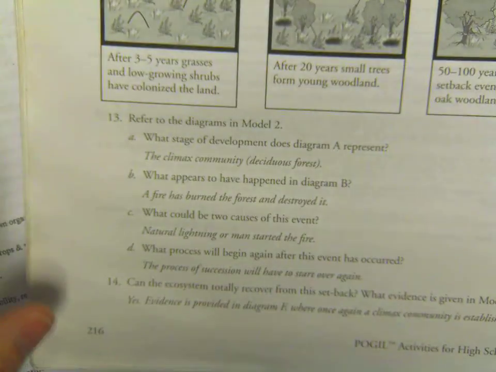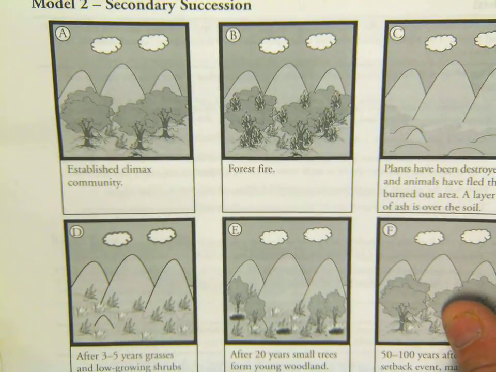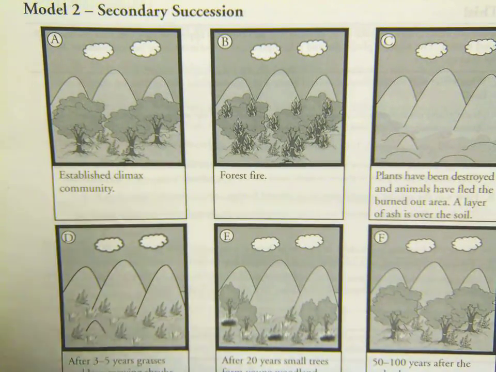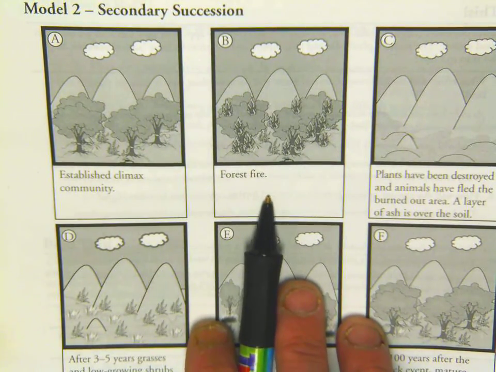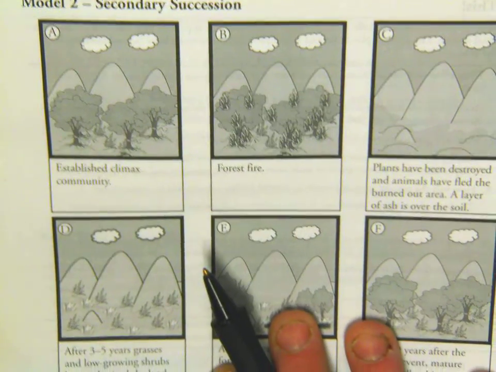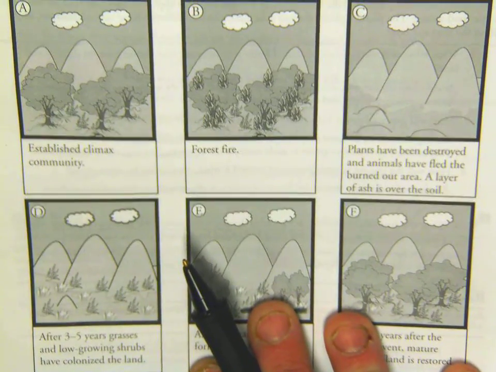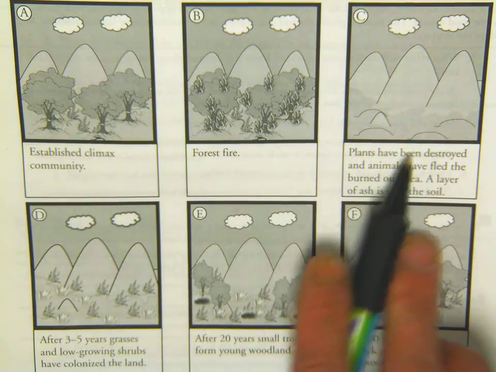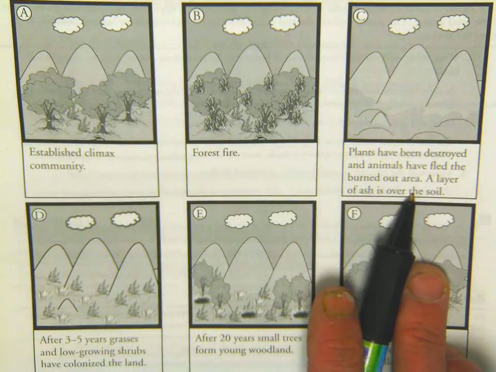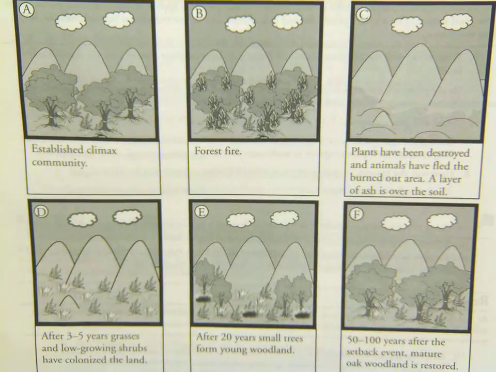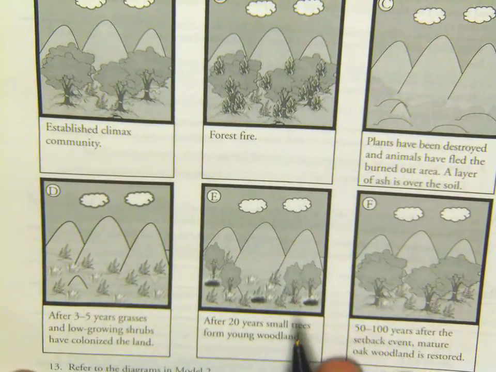Then in terms of, we'd like to show you a little bit in terms of secondary succession here. And this is where you have an established climax community and some kind of an upset will occur here. This could be a forest fire, for example. And then trees or plants have been destroyed and animals have fled the burnt out area. A layer of ashes over the soil, you can see, just from the burning.